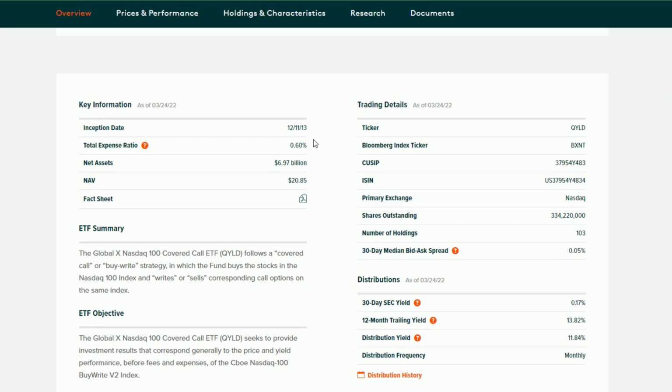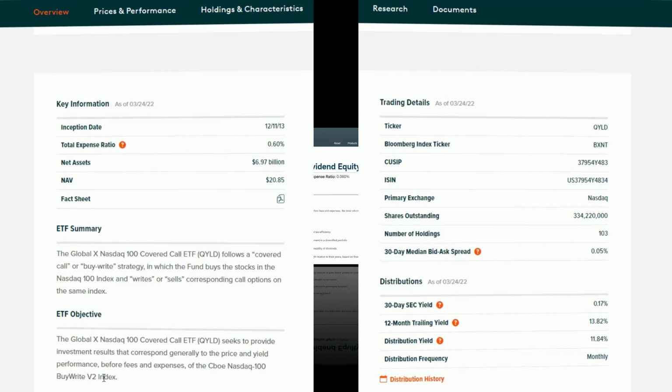A few things I would like to note from their key information. The fund inception date was about 8 years and 3 months ago. The total expense ratio, we will use this. And the 12-month trailing yield, we will use this number here, 13.82%. The fund objective is to provide investment results that correspond generally to the price and yield performance of the CBOE NASDAQ 100 Buy Right Index.